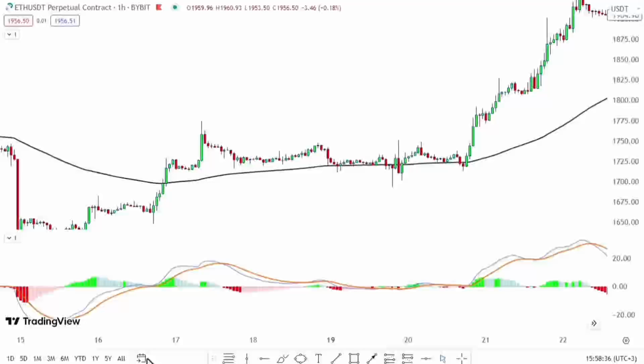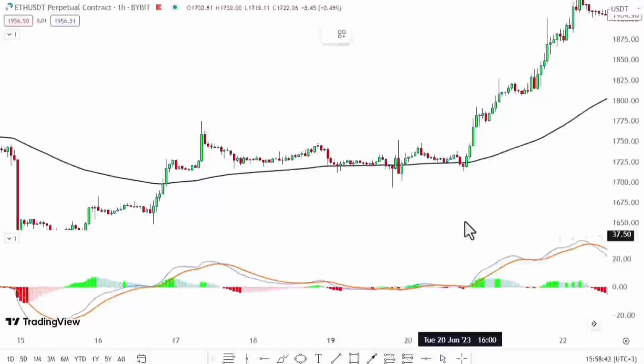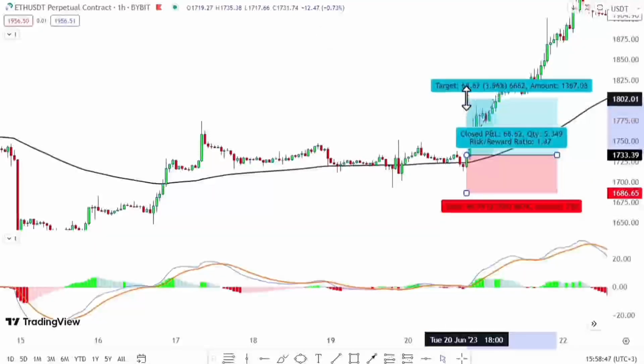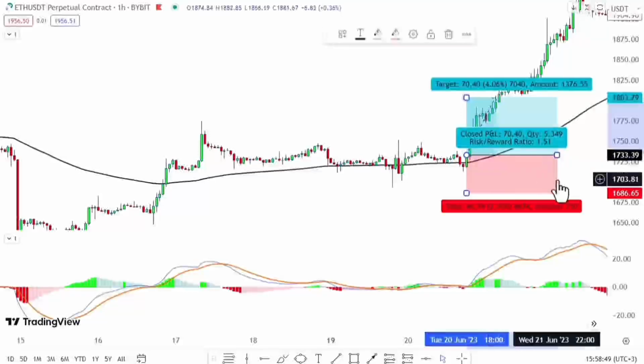For example, if the long-term trend is bullish, we only take signals when the MACD crosses over upward. For risk management, you can place your stop loss at the nearest swing low and set your profit target at a 1.5 to 1 risk reward ratio.